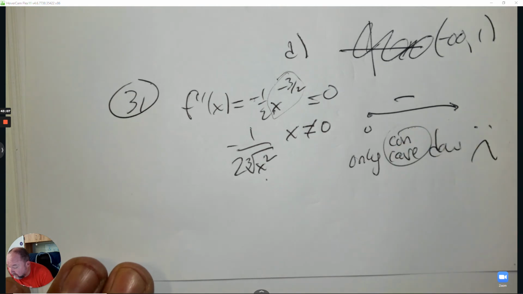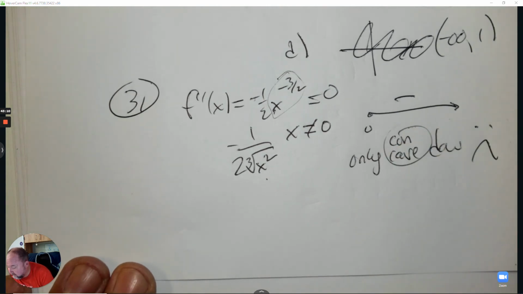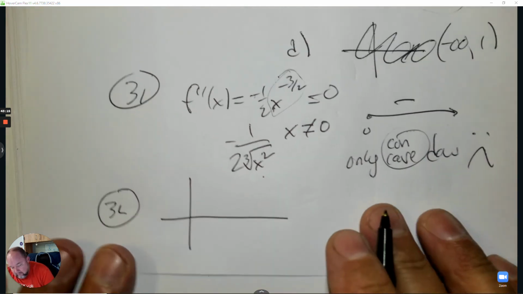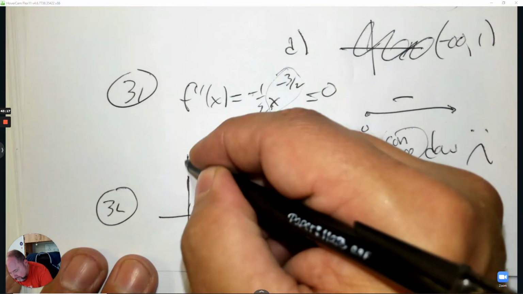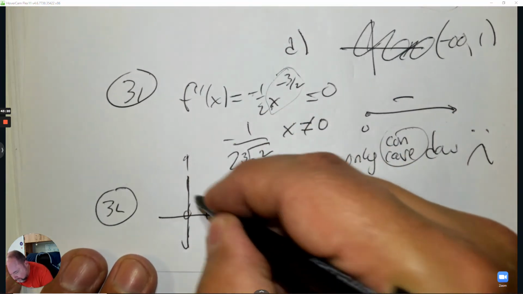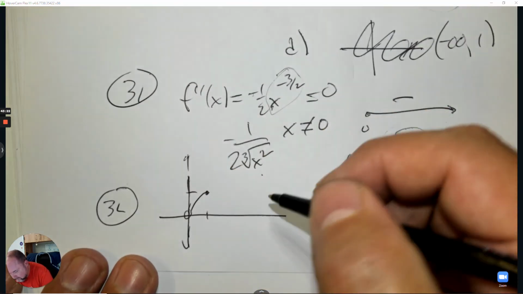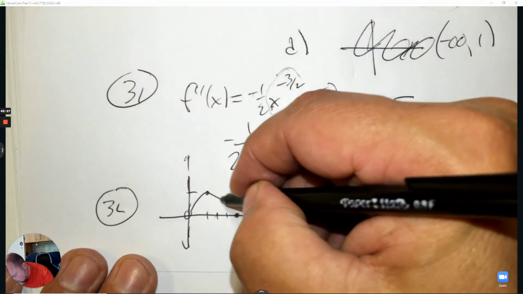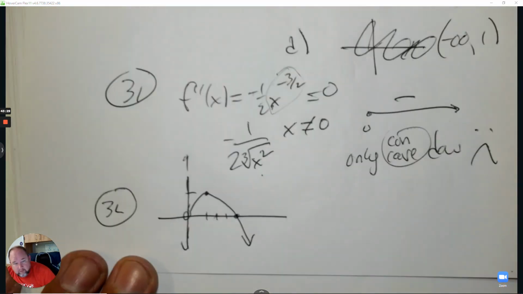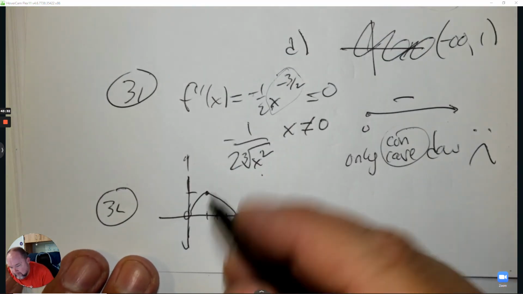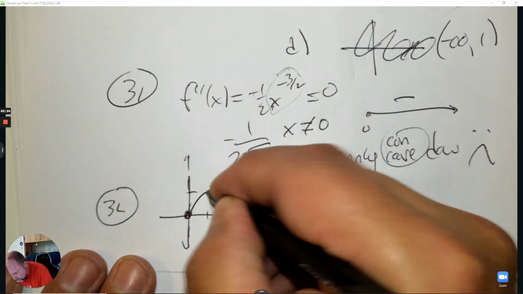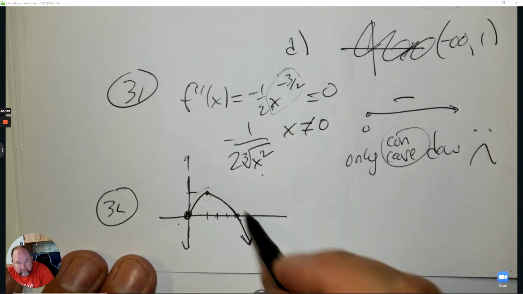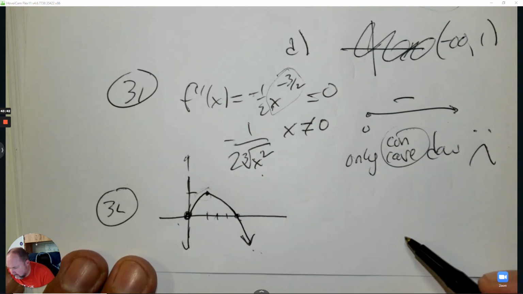32. Use the results from 30 and 31 to sketch a graph. Can it be? Oh, it can be 0. So these are the x-intercepts, the maximum, and it rises and then falls, and it's only concave down.